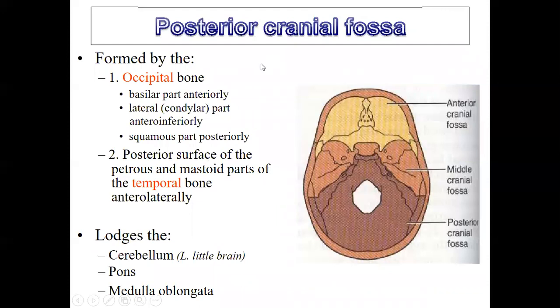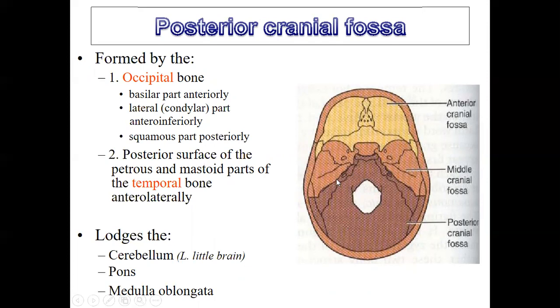On the posterior cranial fossa, it is formed by the occipital bone. This is the occipital bone. We have the basilar part anteriorly, the lateral or condylar part anteroinferiorly, and the squamous part posteriorly. So these are the parts of the occipital bone that form the posterior cranial fossa.